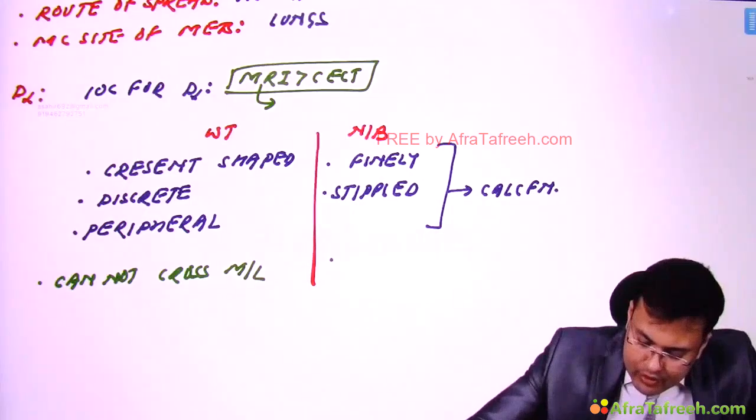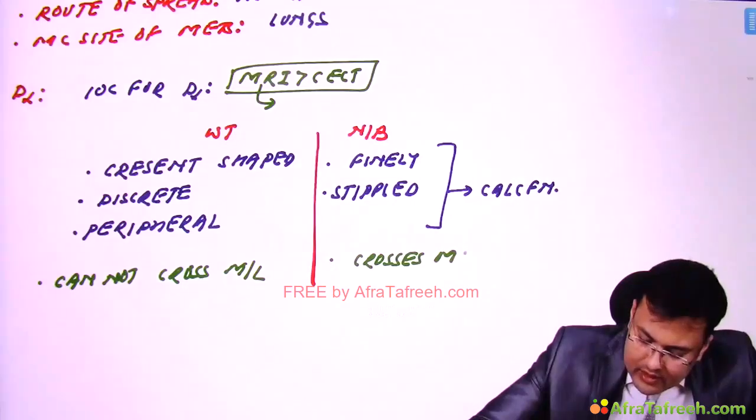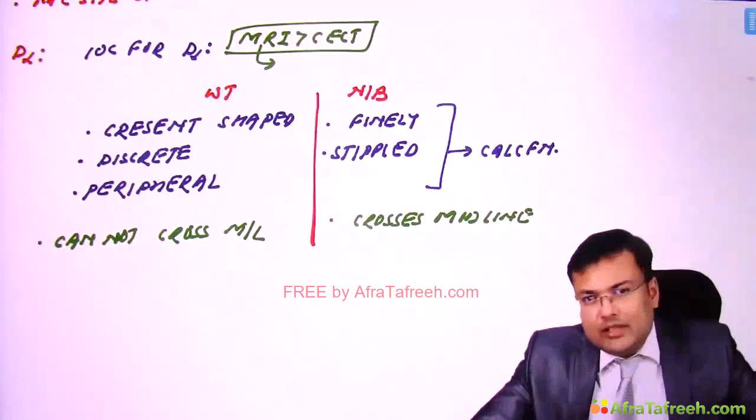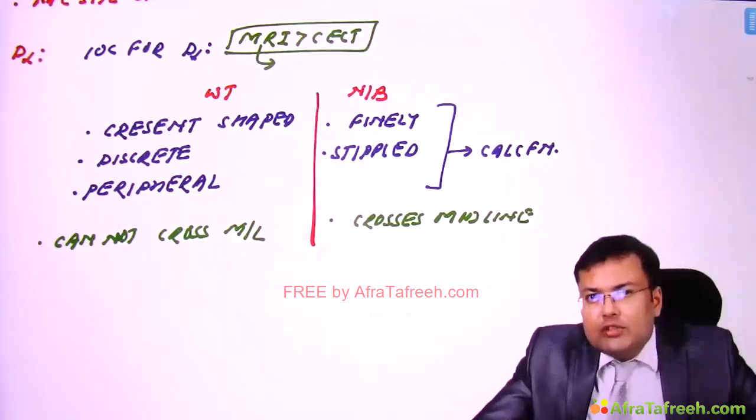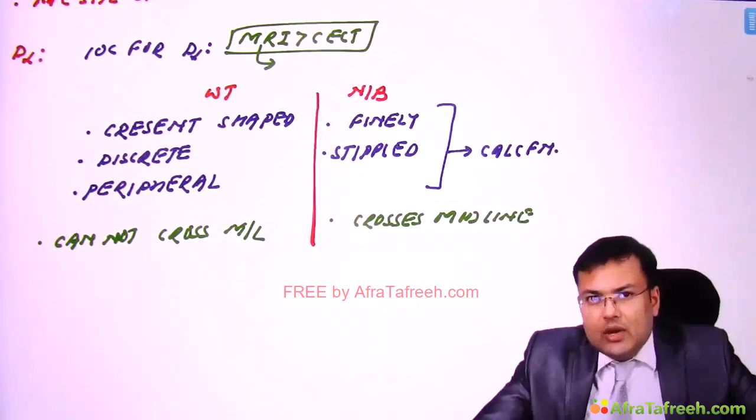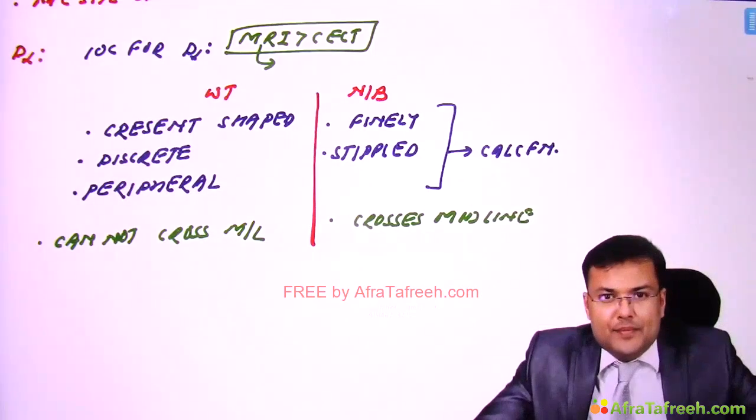Okay, and neuroblastoma generally crosses the midline. Clear? So on the basis of radiological investigations, you can differentiate whether this is Wilms tumor or neuroblastoma. Now see, the treatment protocol is also very similar to RCC. What is the treatment of choice for Wilms tumor? It is radical nephrectomy. Right?